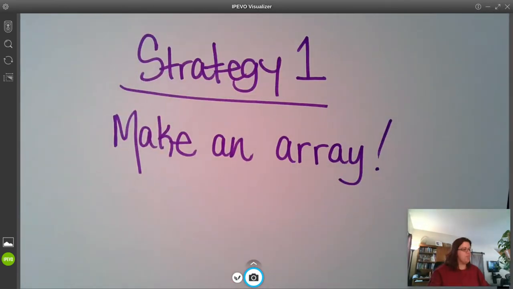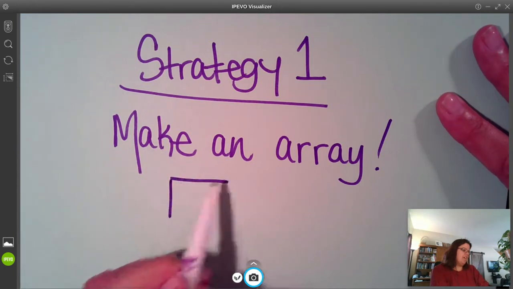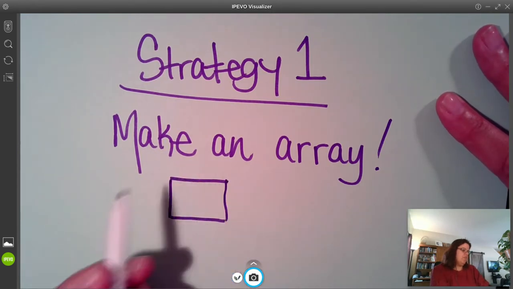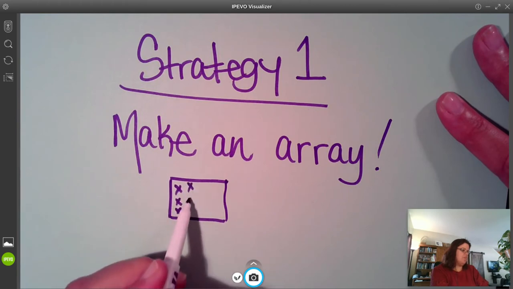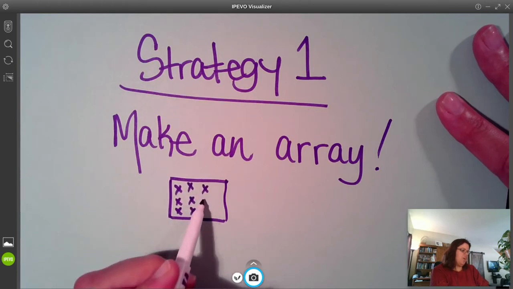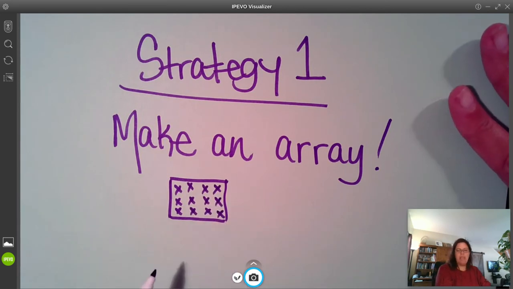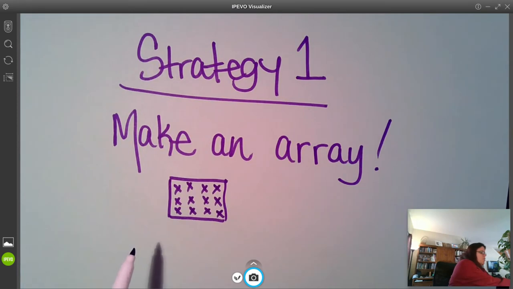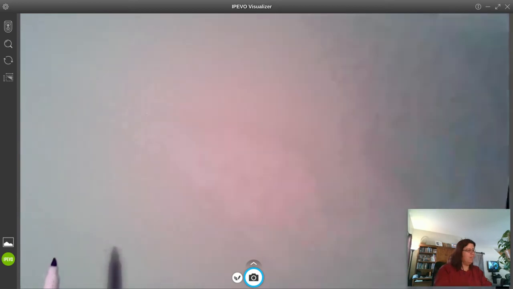Okay, so strategy number 1, you're going to make an array. For those of you who have forgotten, arrays have the same number of items in each row and each column. Okay, so that's what we're going to work on, making an array in order to be able to solve a problem where we multiply a fraction and a whole number.